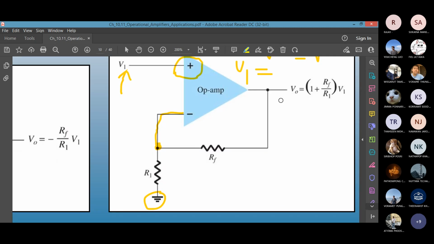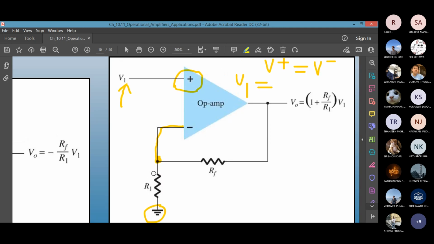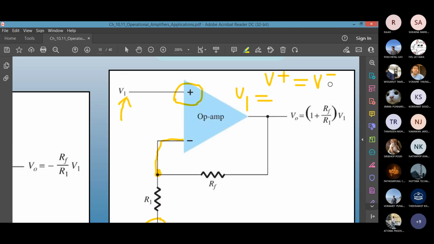If you carefully look, V out is connected with RF, connected with R1. This is a voltage divider. At this point, what is the voltage? V out times R1 divided by R1 plus RF. So V minus, on the right hand side, I will write. Do you understand where it's coming from? Voltage divider: V out times R1 over R1 plus RF. That is what is sensed by the V minus pin.